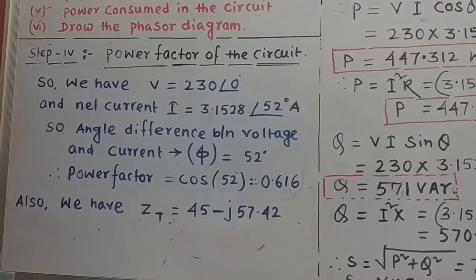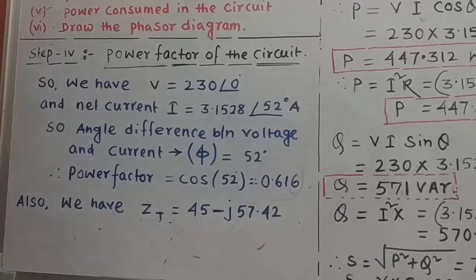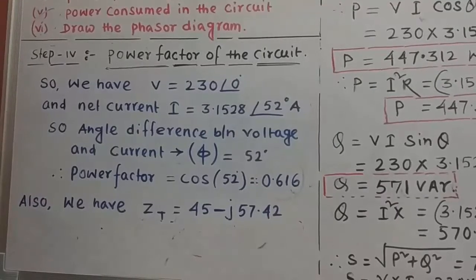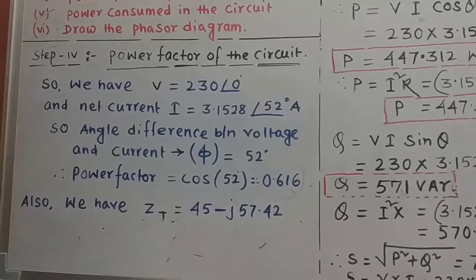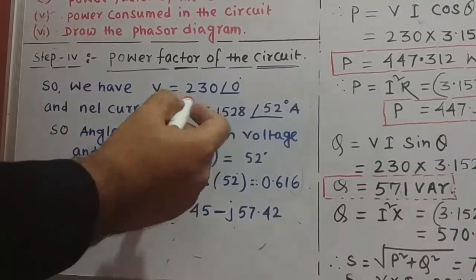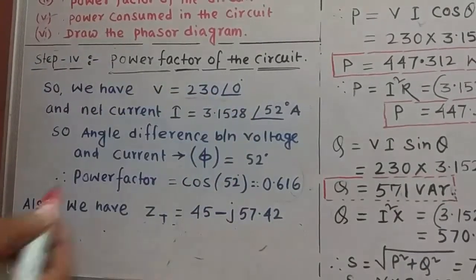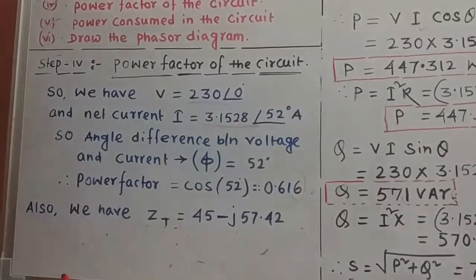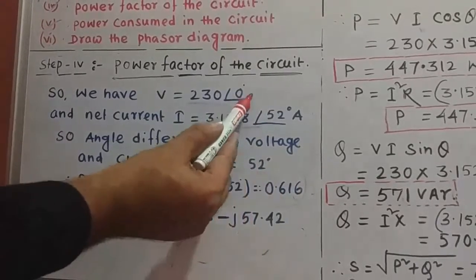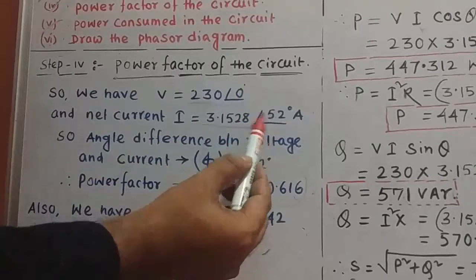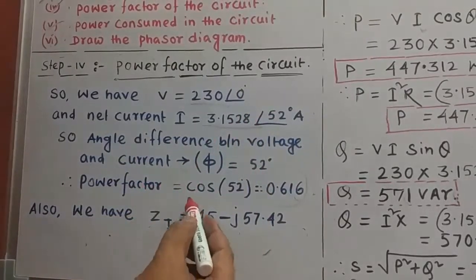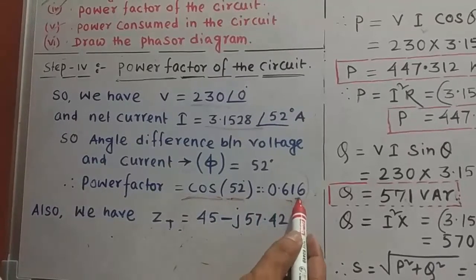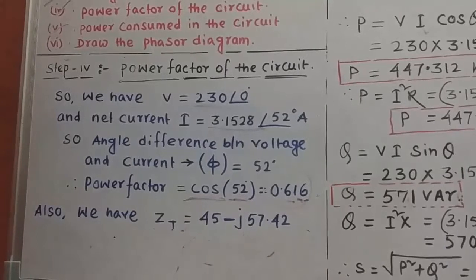Step number 4, we have to calculate the power factor of the circuit. We know that the power factor of a circuit is the cosine of the angle between voltage and current. So we have the voltage V equal to 230 angle 0 and current equal to 3.1528 angle 52 degrees ampere. What is the difference between these two? It is only 52. If I put cos 52, it will be 0.616, and it is a unitless quantity.